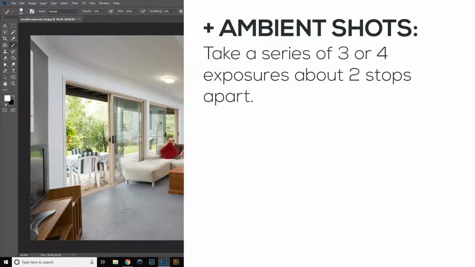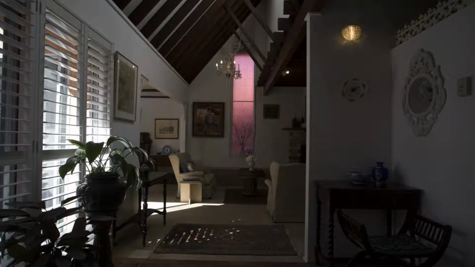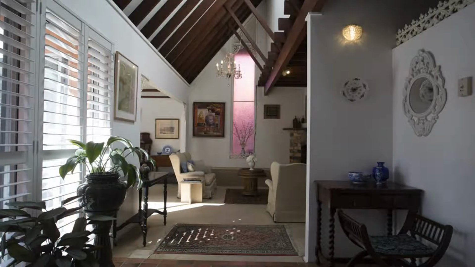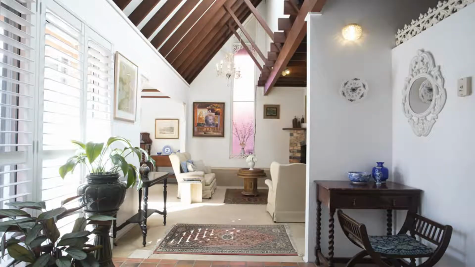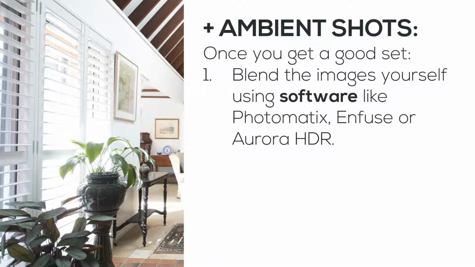Now, the other option, at least for real estate photography, if you just want to take ambient shots, then you'll do a series of shots, maybe 3 or 4 taken about 2 stops apart. And it's important that you get these exposures right, because if you don't, then you just won't get a good result. But once you do get a good set, you could blend the images yourself using photo software like Photomatix, Enfuse or Aurora HDR. But just be aware that it's not easy to get a really good, consistent result yourself. I see a lot of really poor quality HDR images out there with really terrible colors. So if you do it yourself, then play with the settings to get the color balance right.